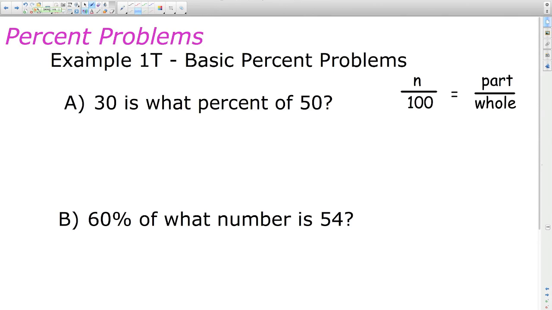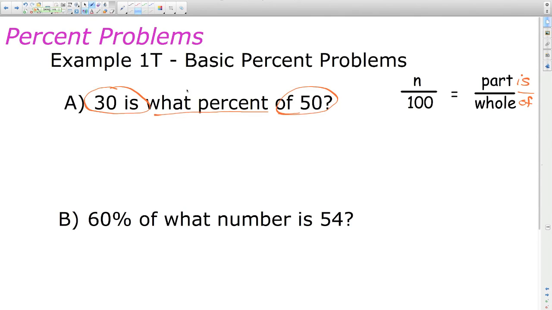In example 1, we're going to take a look at 3 basic percent problems. Problem A, 30 is what percent of 50? This breaks down into 3 very simple parts. 30 is, what percent, of 50? As we talked about on the previous slide, this is part over whole, or you could think of it as is over of. 30 is what percent of 50?